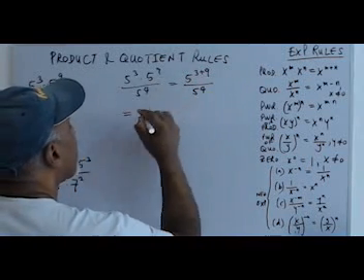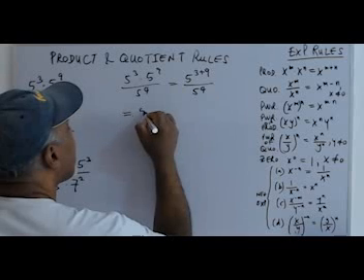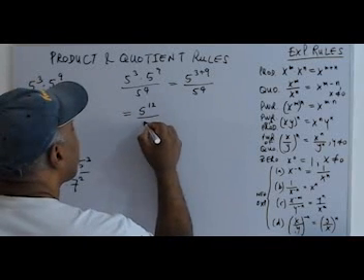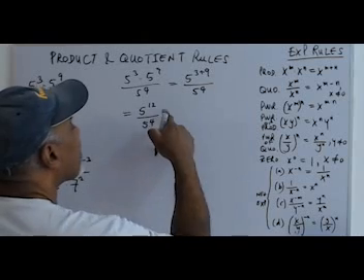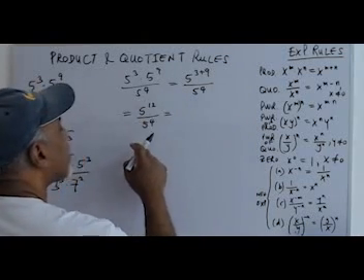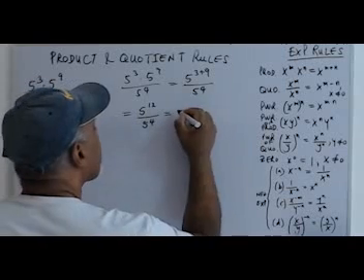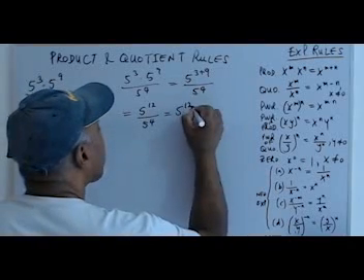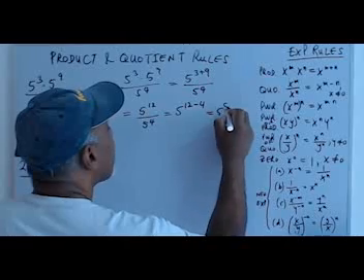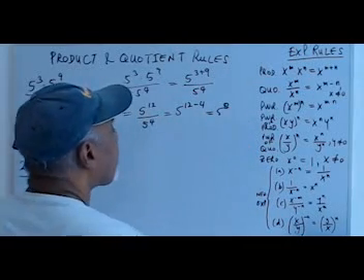Now, 5 to the third, 3 plus 9 is 5 to the 12th, and that's divided by 5 to the fourth. This is now a quotient rule problem, and since the bases are the same, we subtract the exponents. So this is 5 to the 12 minus 4, or 5 to the 8.